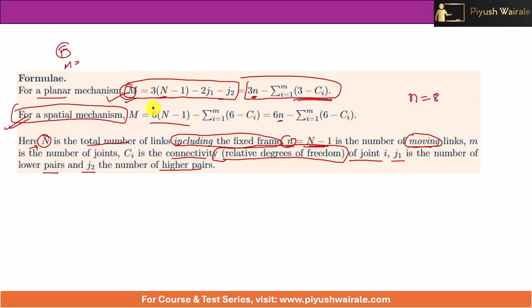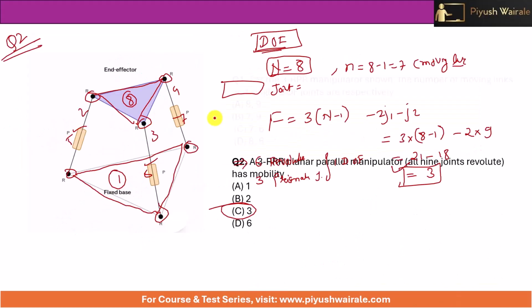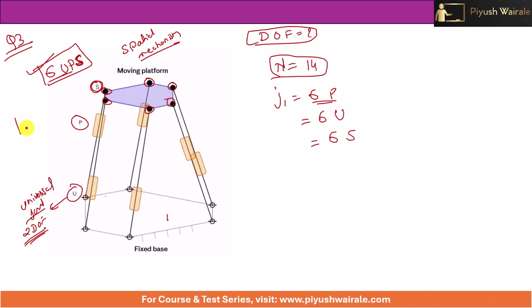For a spatial mechanism, m equals 6(n minus 1) minus summation of i varies from 1 to j of (6 minus ci). Because here we have 6 degrees of freedom, because it can move in any direction, any orientation here, right? Now see, degree of freedom is basically 6(n minus 1) minus summation of (6 minus ci). So 6 into (n minus 1) will be 6 into 13 here, minus the summation over all the joints.